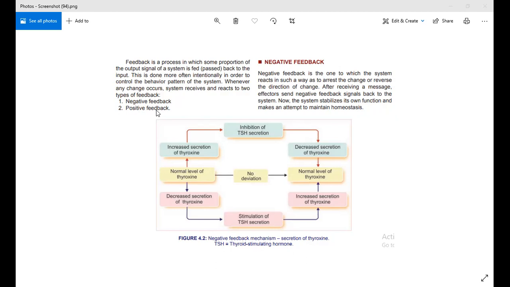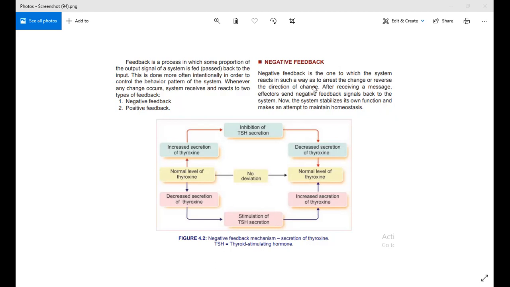But in a positive feedback, once signals get to the inputs, it doesn't stop the inputs. It stimulates the input even more to continue to produce whatever was produced before. So that's positive feedback. But I'm going to show you examples so that you will understand it. So here from this picture, you will see that a negative feedback is one to which the system reacts in such a way as to arrest the change or reverse the direction of the change.